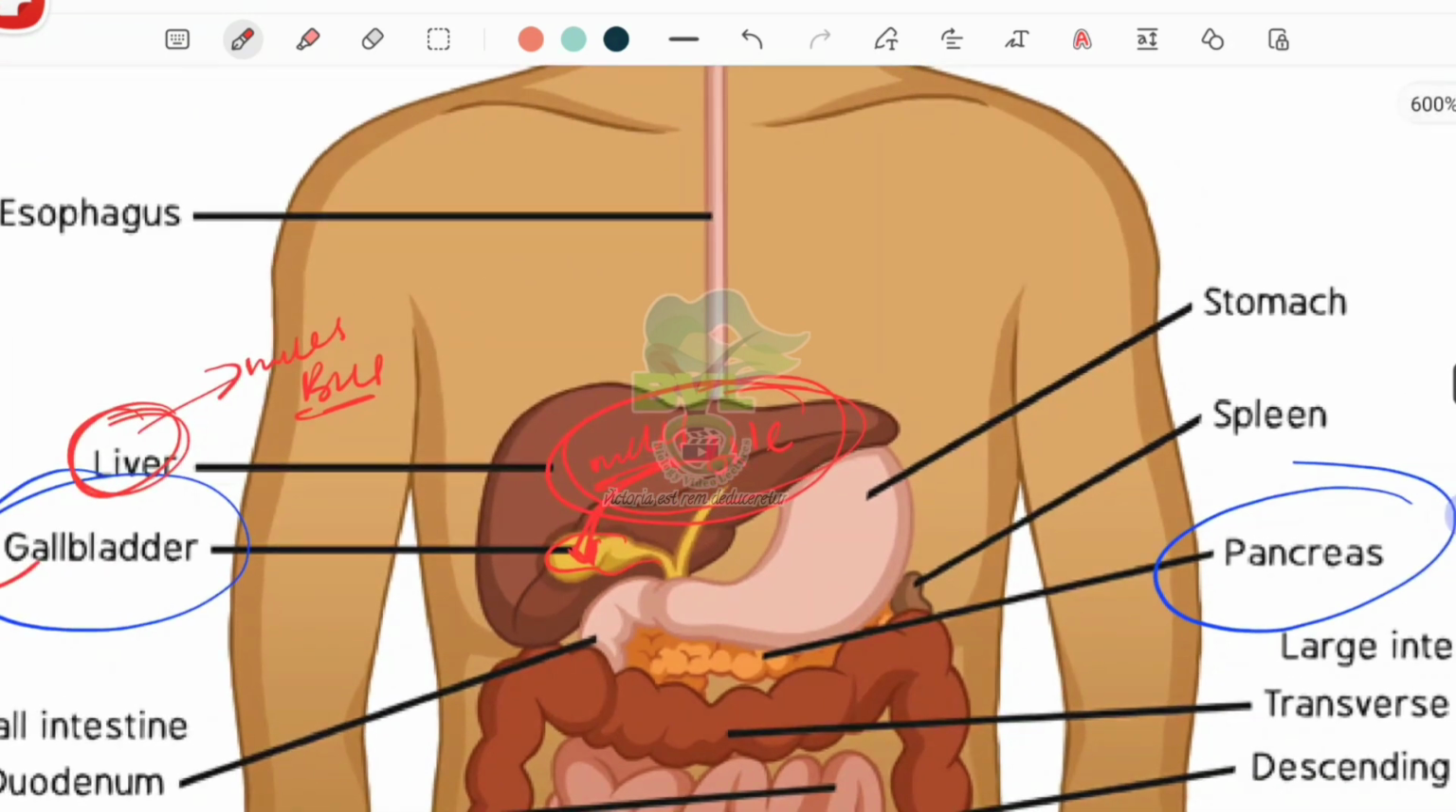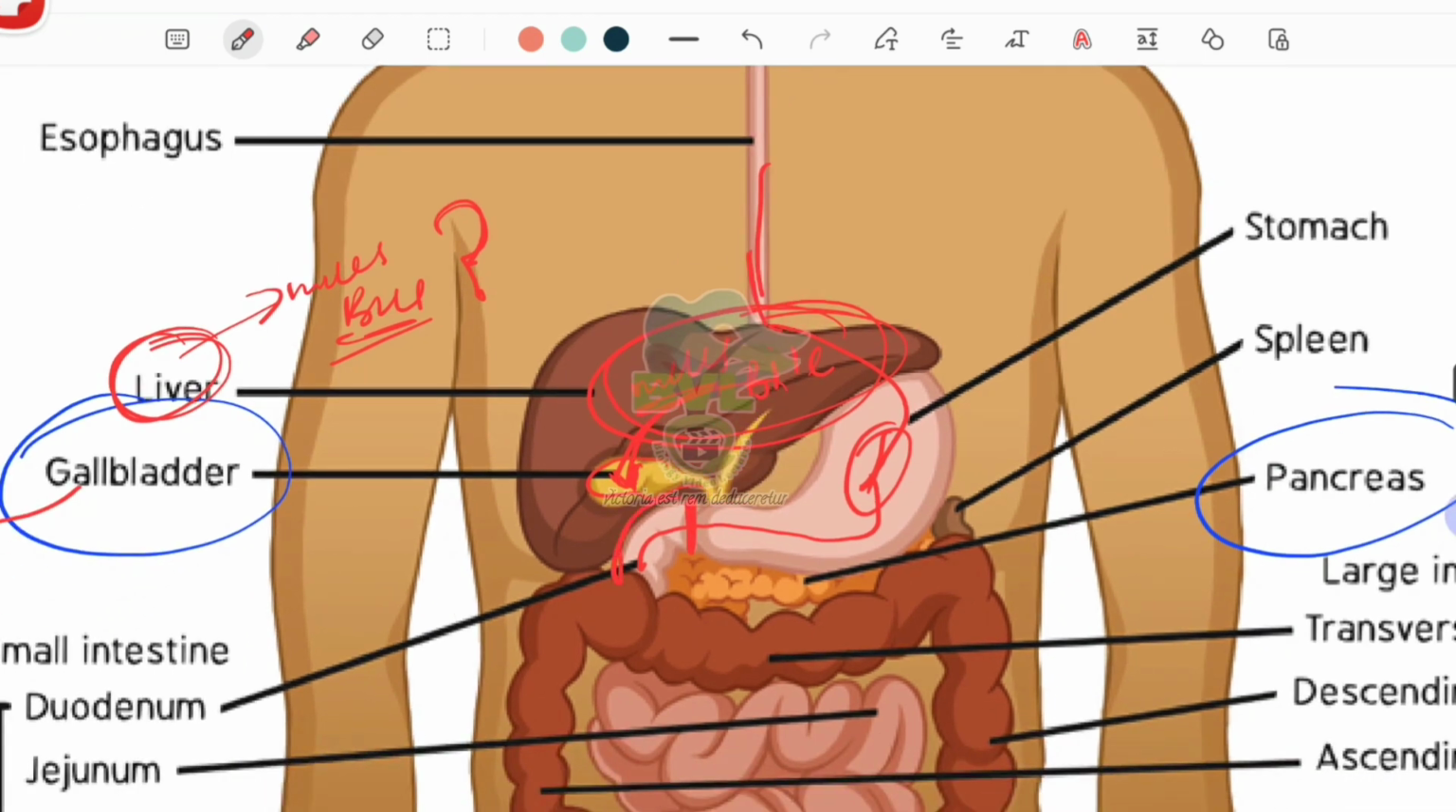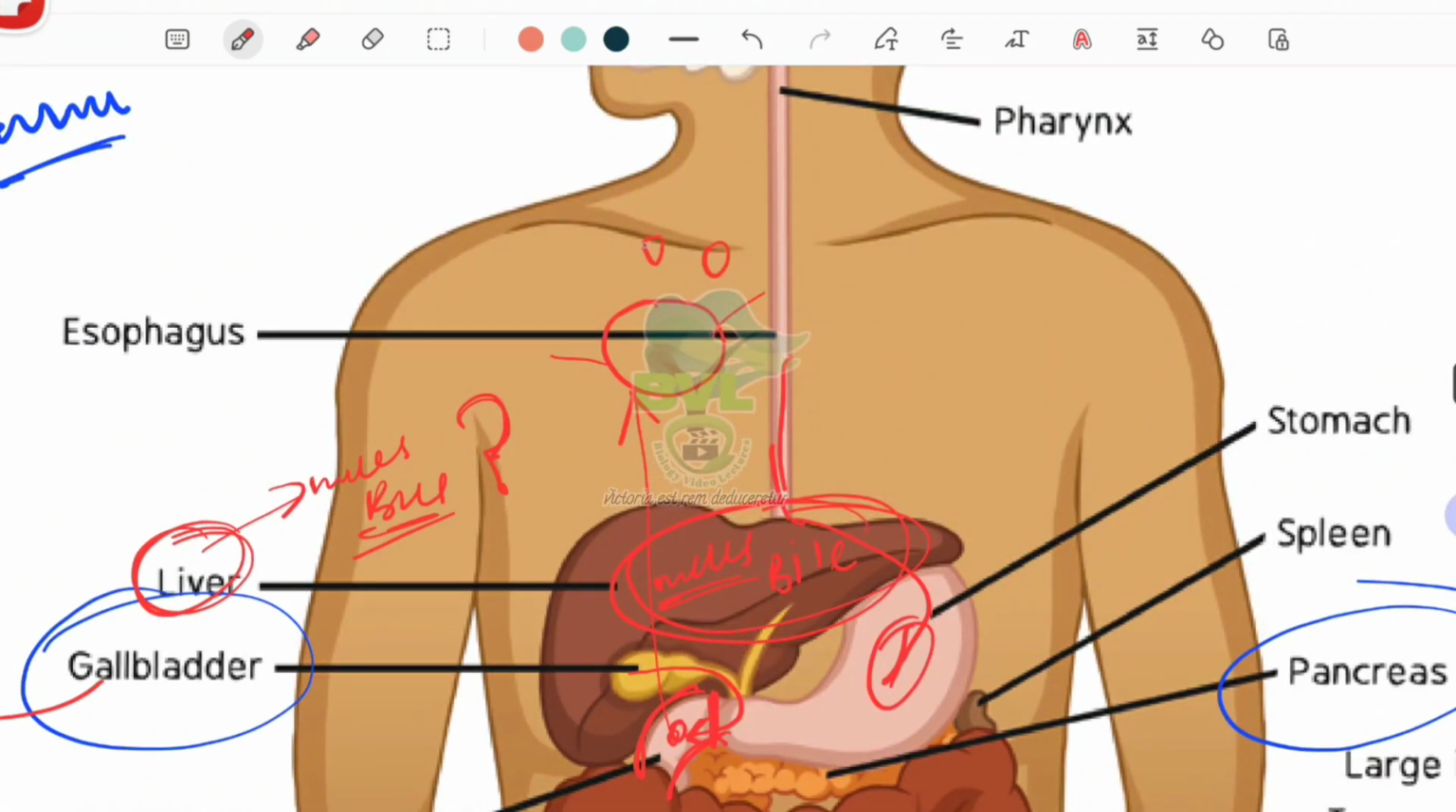Now, what's the function of bile? That's very relevant. When the food you have eaten comes from the stomach, it moves to the small intestine, which starts from this point here. In the small intestine, if the food is fatty in nature, it stimulates the gallbladder to secrete bile onto that fatty food. What will the bile do with the fatty food? It will emulsify it, which means it will break it down into smaller droplets.